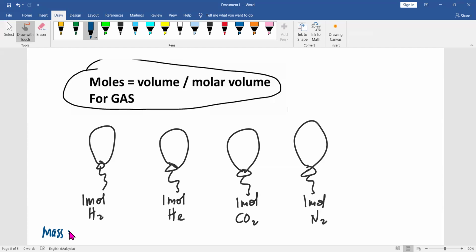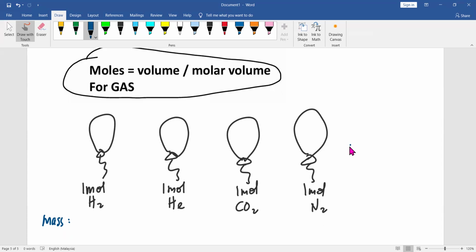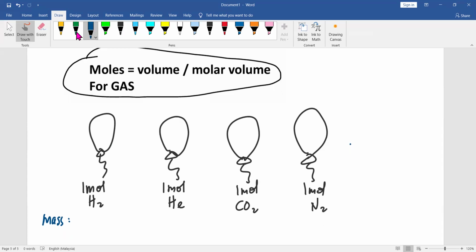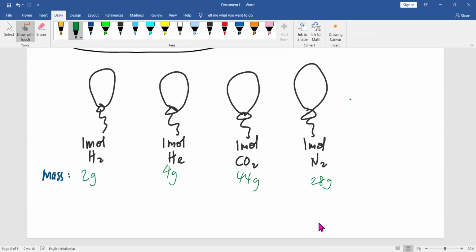Okay. What is the mass of the balloon with 1 mole of hydrogen in it? If you don't know this, I will sit there and cry. How many grams? 2 grams. Hydrogen is 2. 4 grams. 44 grams. 28 grams. Did you get that? Yes, sir. Okay. Now, what about the size of the balloons?